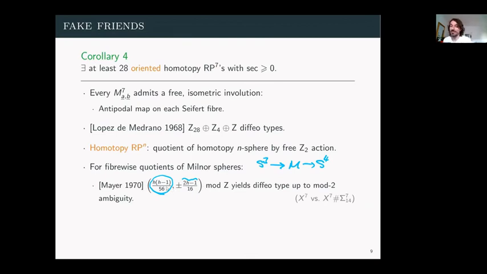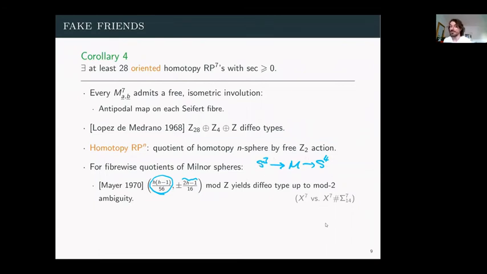And these 2 numbers, up to some mod 2 ambiguity, give you the diffeomorphism type of the quotient of the Milnor sphere by this antipodal action. So what happens is that the Brieskorn-Lifson invariant is automatically 0 in all of the situations where you're taking this antipodal map on the fiber of the bundle.